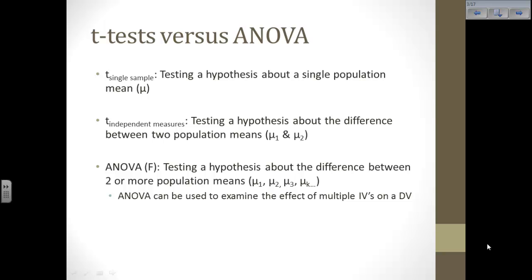So for example, let's say that you wanted to examine the effectiveness of pain relief drugs between males and females. So you could see if the different drugs have a different impact on pain, and you could see if the effectiveness of the drug depends on the sex of the person.